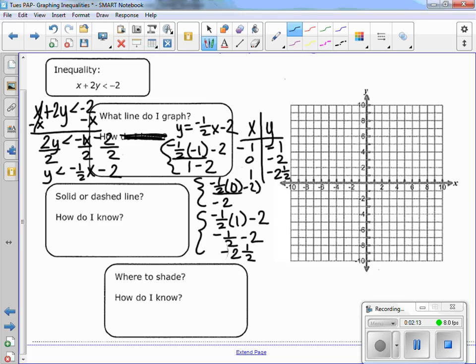So at this point, I'm going to plot all my points. My first one is negative 1, negative 1. My second one is 0, negative 2. And my third point is 1, negative 2.5.